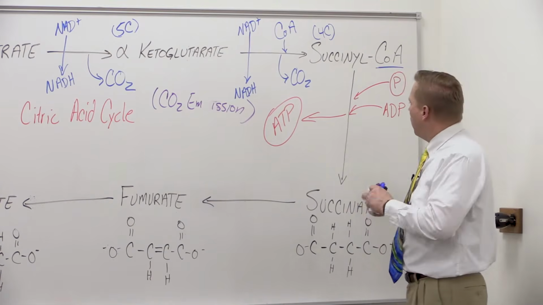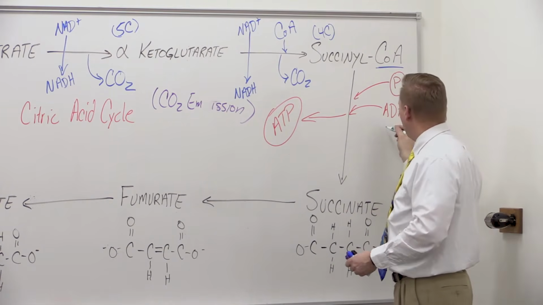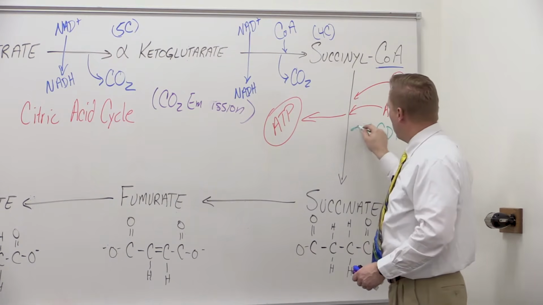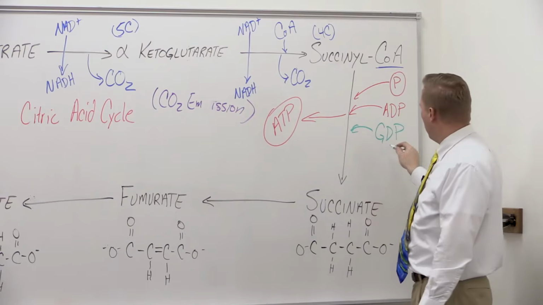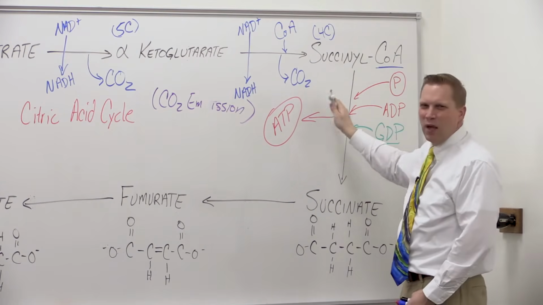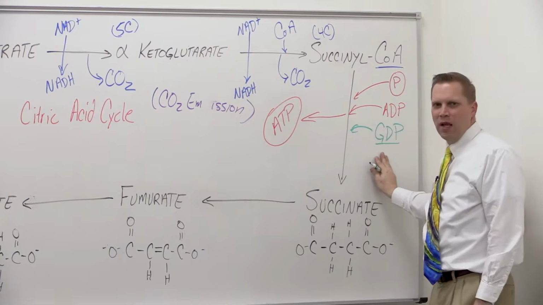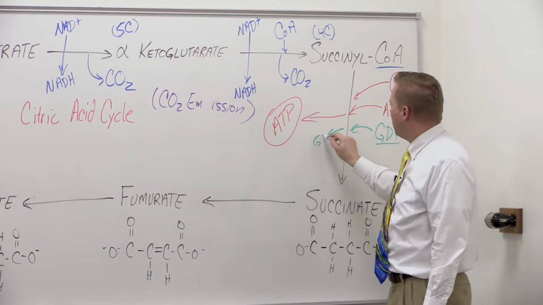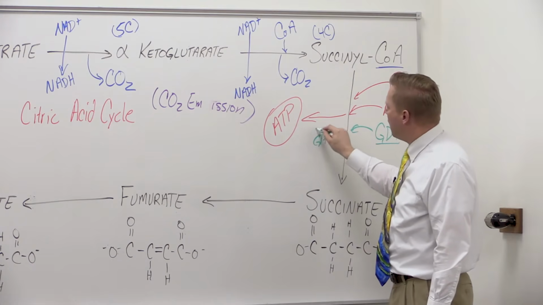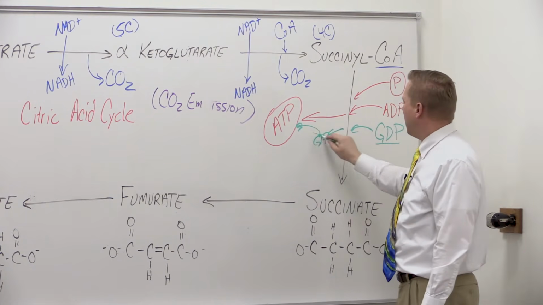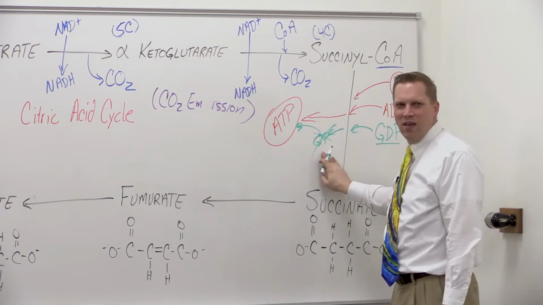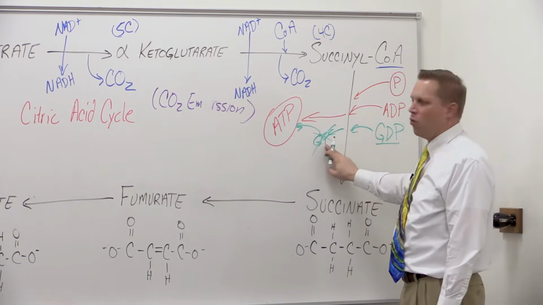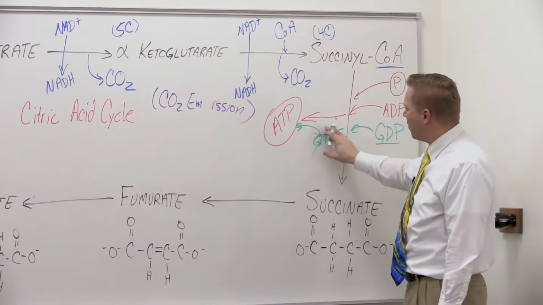I'm going to make this a little bit fuzzy because I'm not telling you the whole picture. The way the enzyme works is actually to bring in a molecule of GDP, and then we form GTP first, and then the GTP creates the ATP. So this is an intermediate. We don't really see this, but that's actually what's happening there. If you get into a biochemistry class, they'll talk more about this intermediate step.